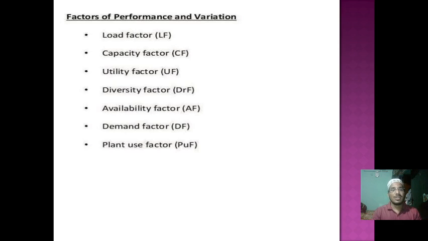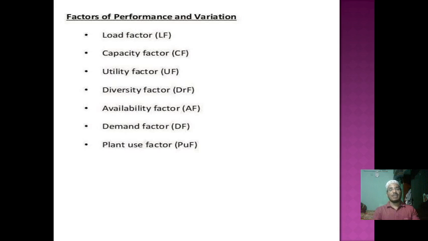Then next, capacity factor: whether the capacity of the factor will be the same or not as per the machine, as per the power plant. We have to see that we cannot proceed beyond the limit. If we do proceed, a breakdown will definitely come, or it may be damaged also.